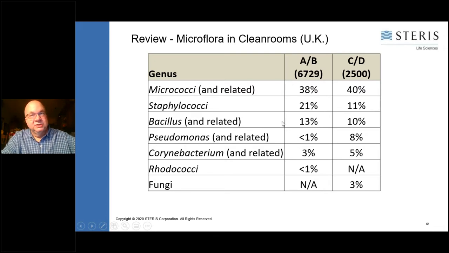And bacillus is around 10 to 13%. Corynebacterium, which are gram-positive rods, non-spore-forming, around 3 to 5%. And fungal spores is around 3%. But again, I will preface that it really depends on location and on season.